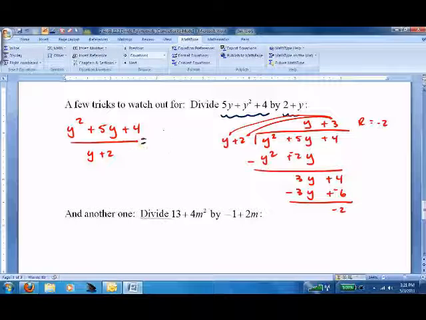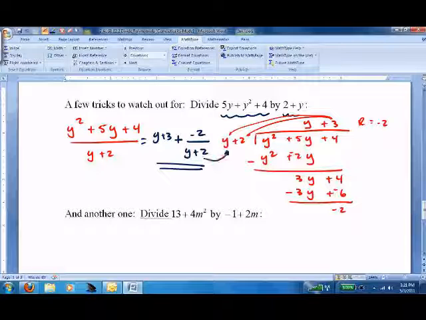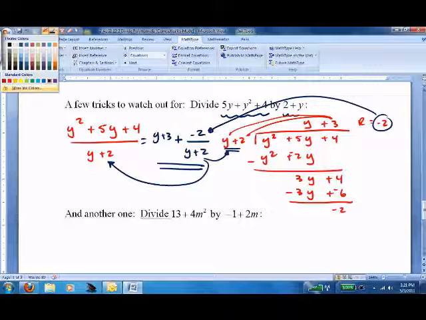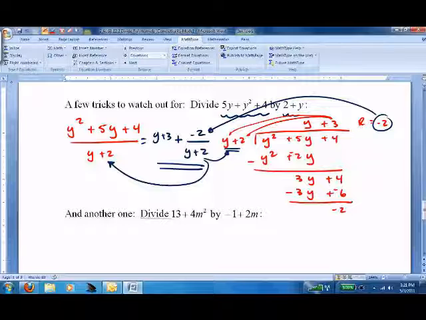So when I divided those, I got y plus 3, and I got a remainder, plus negative 2 over y plus 2. Where'd the y plus 2 come from? Right there, or if you like, right there. So that's how we do the remainder. Whatever the remainder is goes on top, and whatever the divisor was goes on the bottom. So that's one trick. They just put it in the wrong order. Pretty easy to understand that one. This one's a little trickier. You got to watch out. Let's put it in the right order.